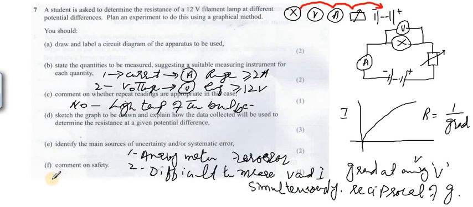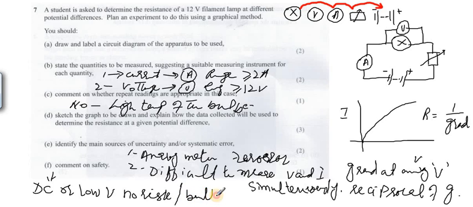Comment on safety. Because of DC current or low voltage, there is no risk, but the bulb is hot to touch. Okay.